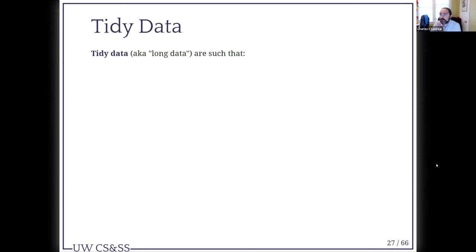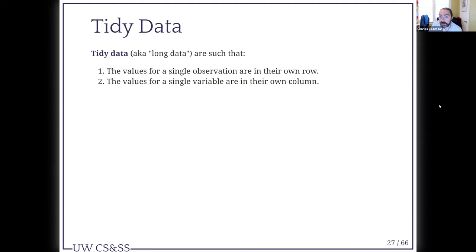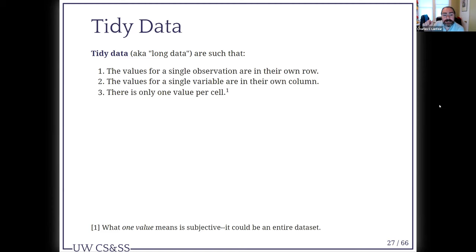So let's talk about what tidy data are so that we can get them into that format. Tidy data is another term for long data. If you've ever taken a class on longitudinal data or modeling of some kind, you've probably been using long data. Long data, tidy data, same idea. These are data where, one, all the values for a single observation are in their own row. Everything for an observation is in one row and only one row. All the values for any single variable are in that column and only that column. Nothing is spread across multiple columns. And then within each cell of the table, that is a given combination of row and column, there is only one value in that cell. There are not multiple values in that cell. That is the simple tidy data definition.